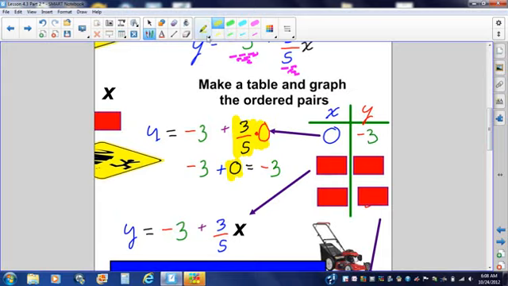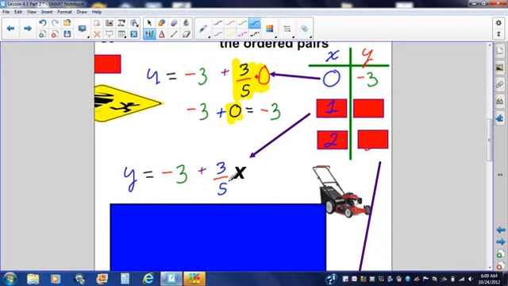Now normally, the crazy math teacher says, pick small numbers. So normally I would pick 1 and 2. However, if I pick 1 and 2, I'm going to be stuck with a fraction. And I don't want to work with fractions.